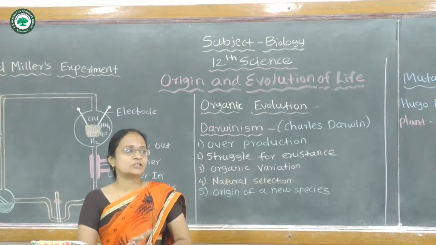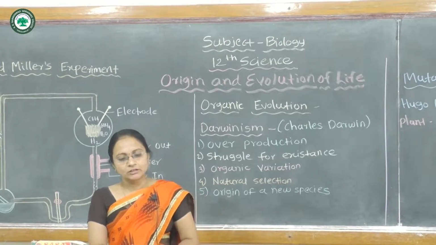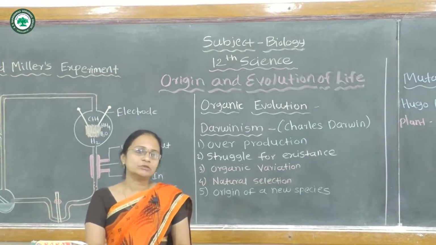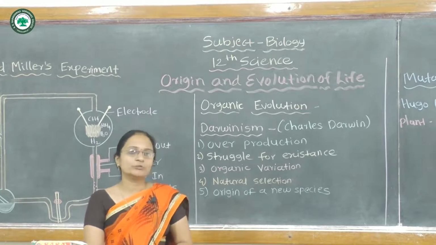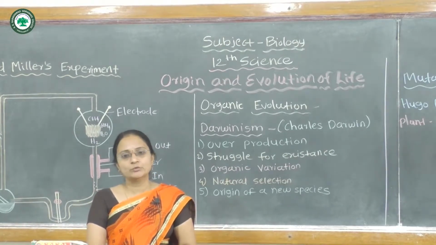Hugo de Vries observed the 7th generation of this plant, and up to this 7th generation he found that some changes take place naturally. And as we know, mutation is nothing but an inheritable change in the chromosome, which is known as mutation.